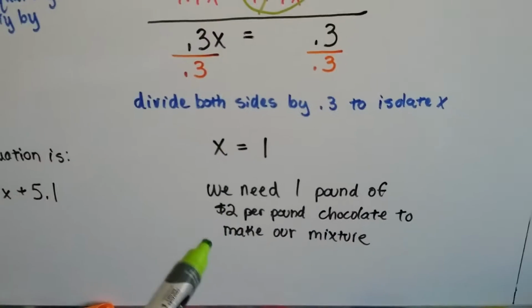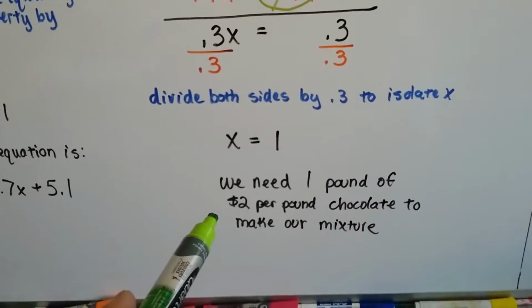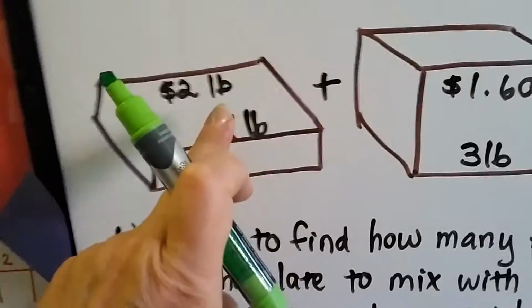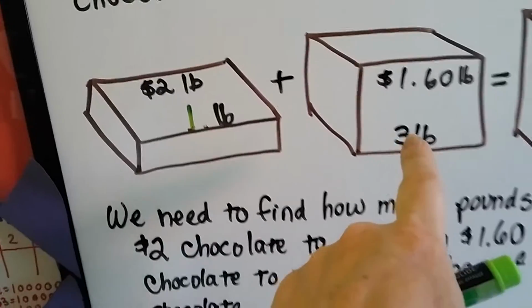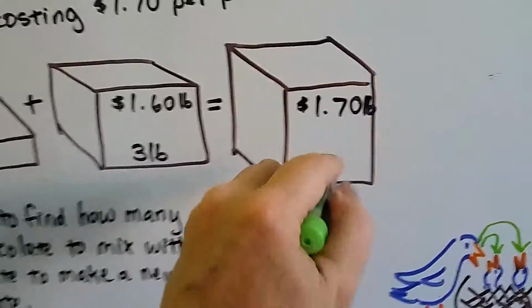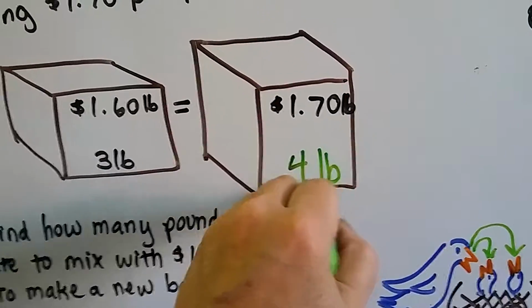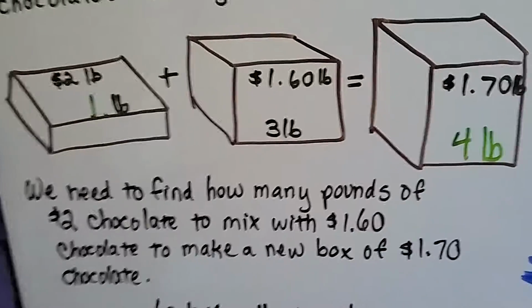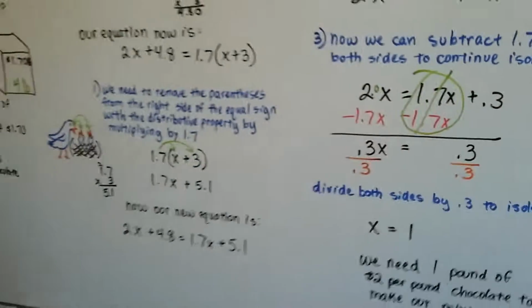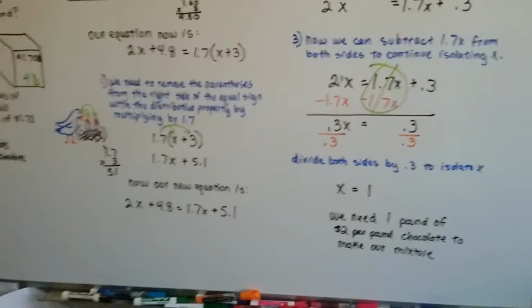That means we need 1 pound of $2 per pound chocolate to make our mixture. So now this isn't an x anymore, is it? We know that we need 1 pound of this to add to the 3 pounds of this. That'll give us 4 pounds of this, won't it? It didn't ask for that, but now we know it. It asked for this. We went through all of this work just to find out that we need 1 pound of chocolate. Isn't that something?